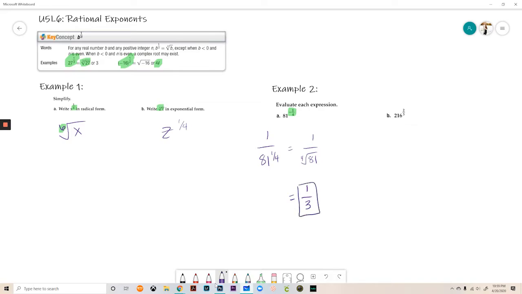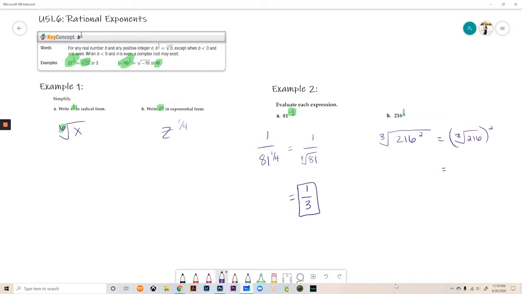So there's our part A. Now part B is 216 to the 2/3. Now if you remember, this denominator represents your root. So if I were to write this in radical form, I would take the 3rd root of 216, and there's a couple ways you could do it. You could square 216 and then take the 3rd root of that, or you could take the 3rd root of 216 and square that entire thing, which is the way I'm going to go because 216 is already a big enough number.